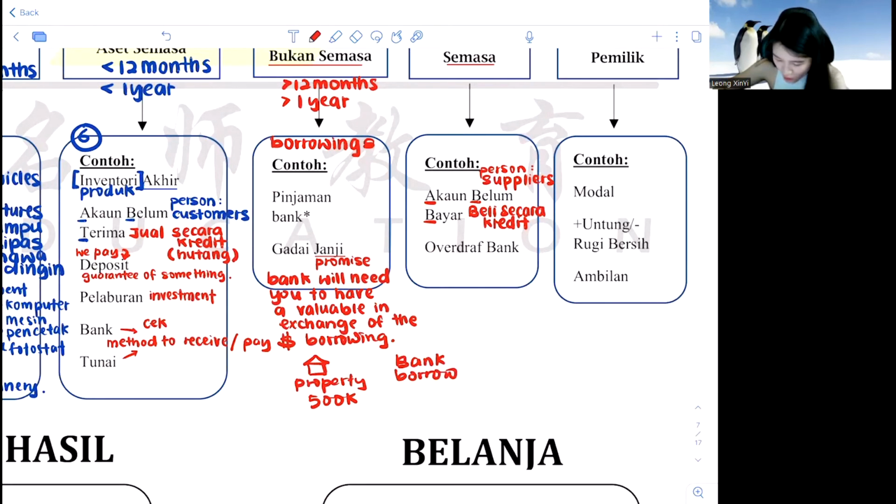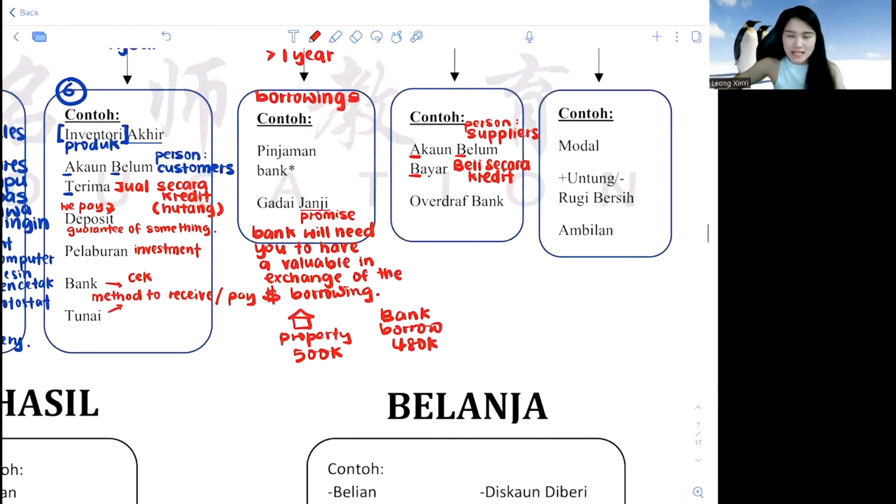Let's say 480,000. And of course, it must be lesser than my property value, because they don't do some rugi job, right? Okay. So now the bank said, okay, you want to borrow 480,000? Can, but do you have any valuables? That I told them. Actually, yes, I do have a property of 500,000, which is under my name, and I already fully paid for it.